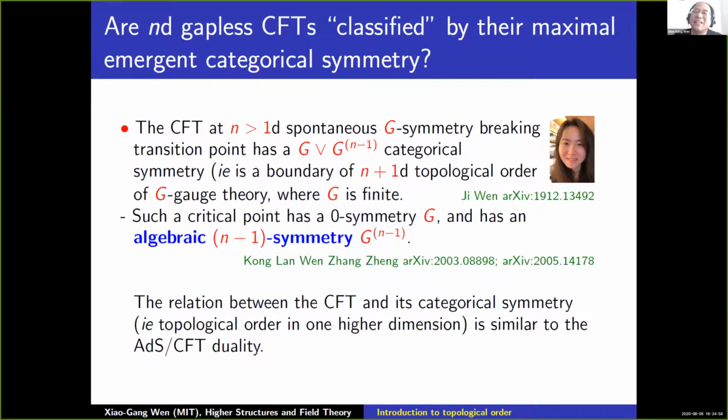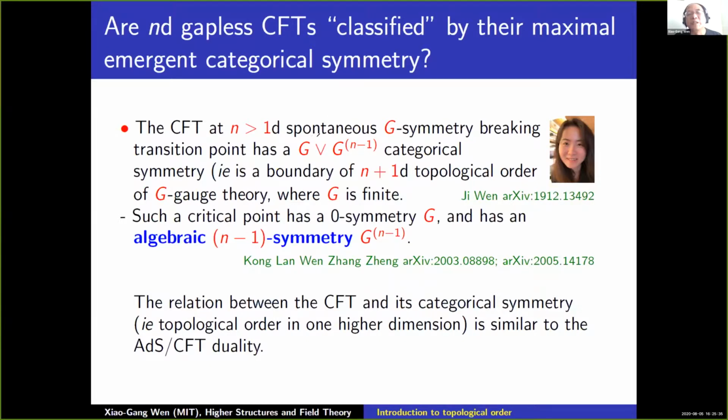Exactly. This is a very good point. So maybe this notation does mean a lot. This G is like an electric charge, and this is like a magnetic one. So G and G n minus 1 are like a charge-magnetic duality, an electromagnetic duality. If you incorporate the electromagnetic duality, this notation probably becomes precise.